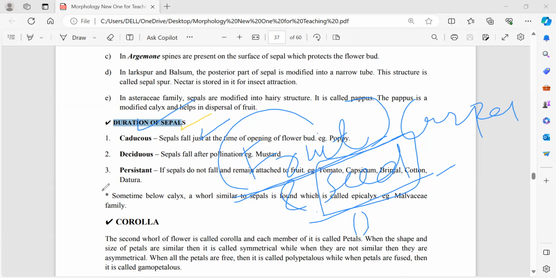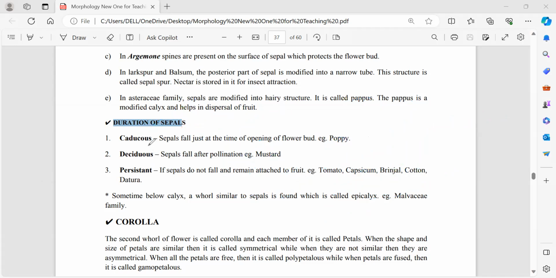अच्छा, कहाँ पहुंचे हम? Duration of sepals. We have caducous, we have deciduous, we have persistent. By caducous we mean sepals fall just at the time of opening of flower bud. यानी flower bud open होते ही sepals will fall, and this condition is called caducous. For example, poppy में. We may have several other examples as well.